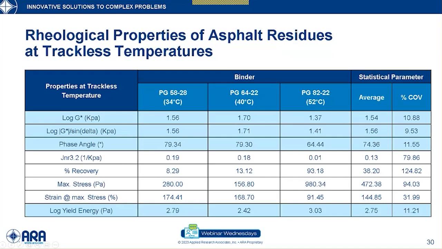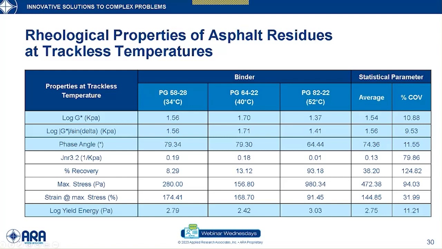From DSR testing, I got log G*/sin delta and phase angle for all these neat binders. For these three neat binders, these are the trackless temperatures: 34, 40, and 50. All these tests, DSR, MSCR, and BYET, were done at the trackless temperature. Jnr and percent recovery are products from MSCR tests, and maximum stress and strain at maximum stress are products from the BYET test, the binder yield energy test.